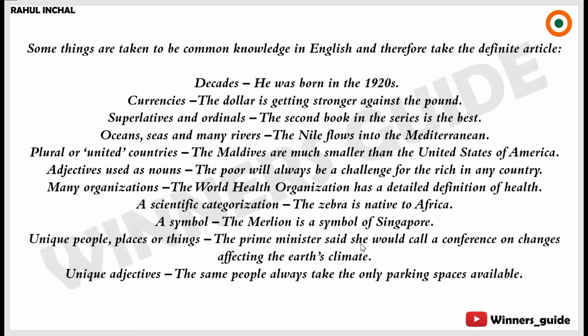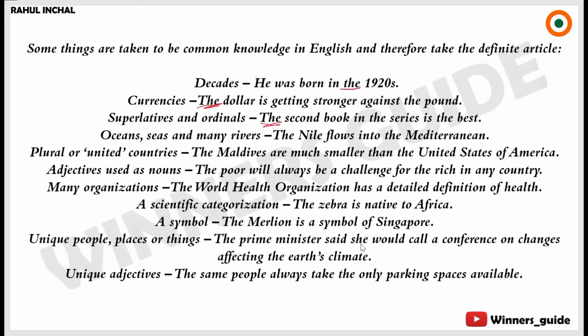some things are taken to be common knowledge in English and therefore take the definite articles. Like, for example, decades. When you read about decades in history, he was born in the 1920s. Okay, currencies. The dollar is getting stronger against the pound. The dollar. Superlatives and ordinals. The second book in the series is the best. The second book, right?